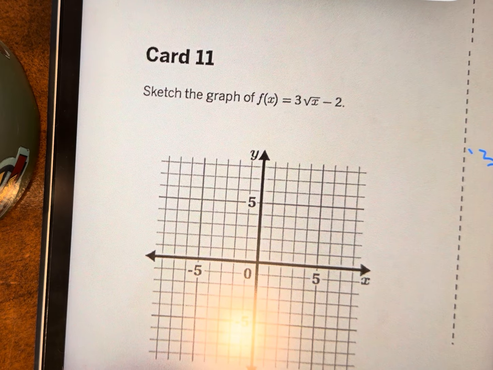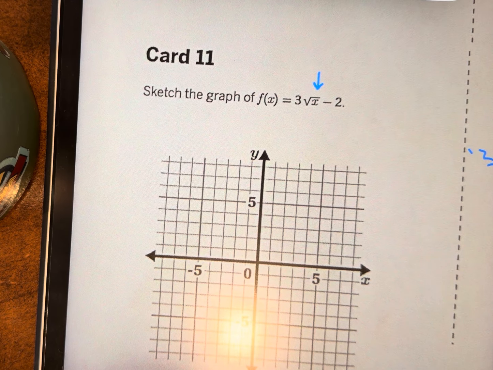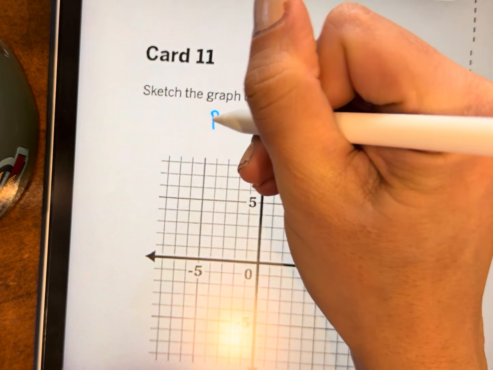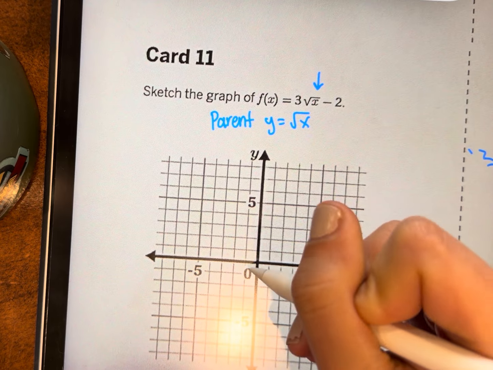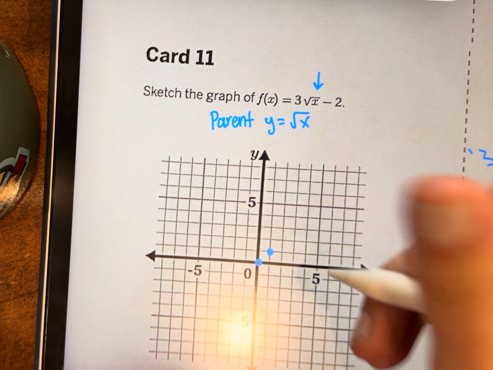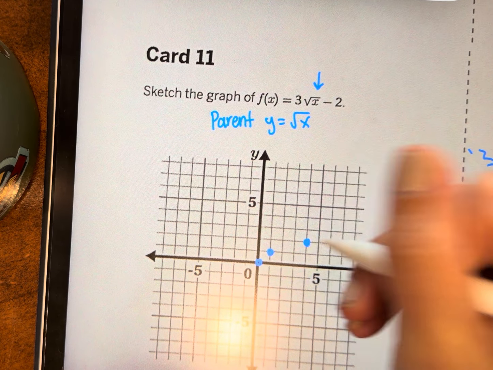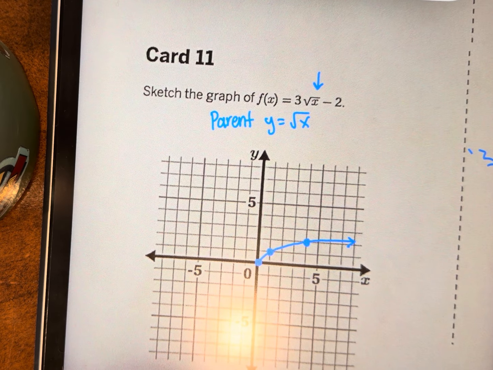And now I have a graph to sketch. It's a square root. So the parent is y equals square root of x. So it goes through 0, 0, and 1, 1. And if you want to be a little bit more specific, it also goes through 4, 2, because the square root of 4 is 2. And the parent function looks like that.